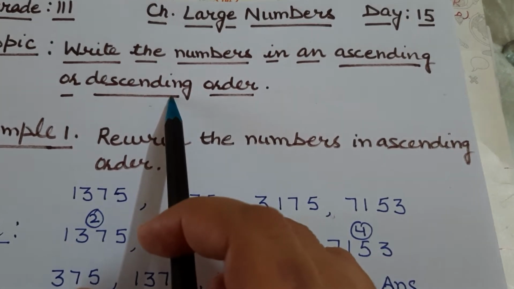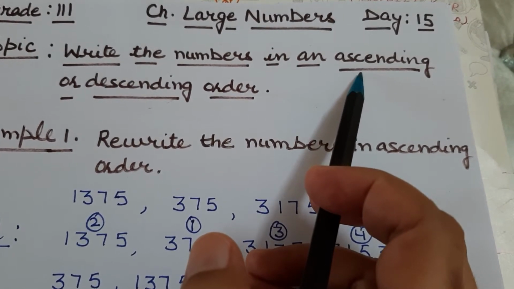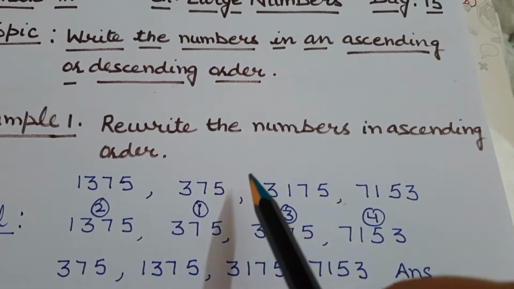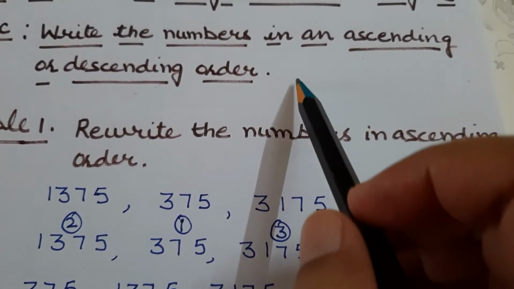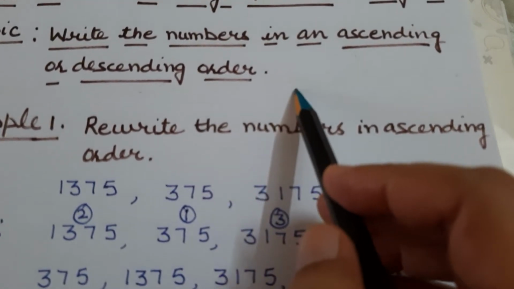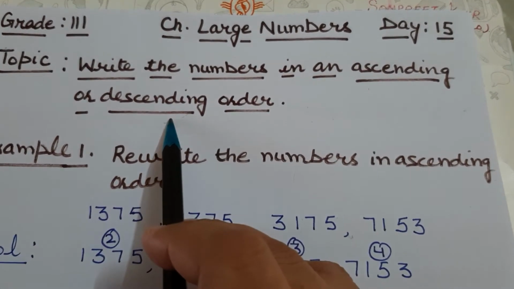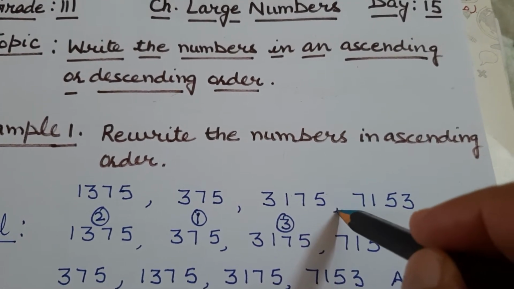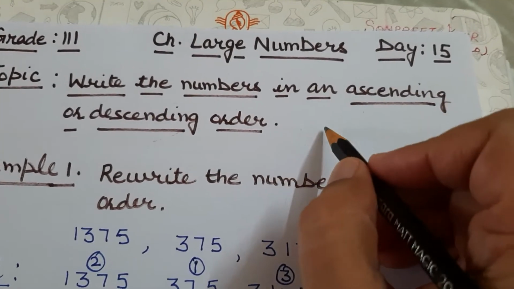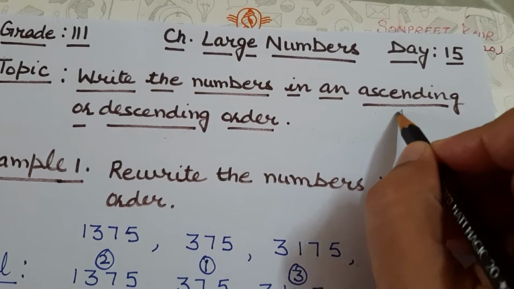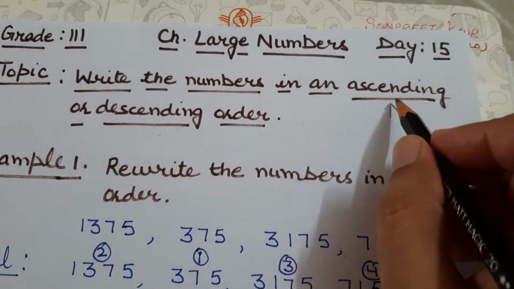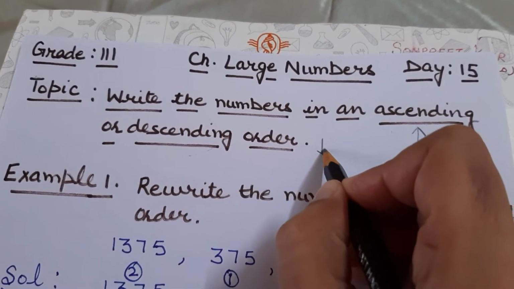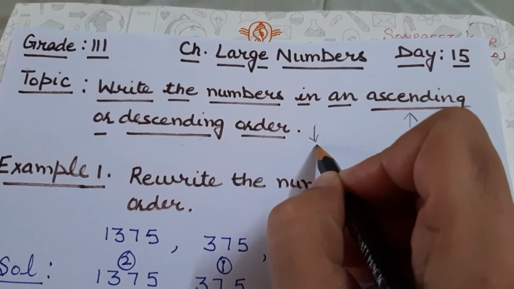So how do we write in ascending order? We write from smallest to biggest. Ascending, we are climbing, means from smallest to biggest. And in descending order, from biggest to smallest. Ascending is like this, starting from here to here, from smallest to bigger. Descending order is like this, from biggest to smallest.